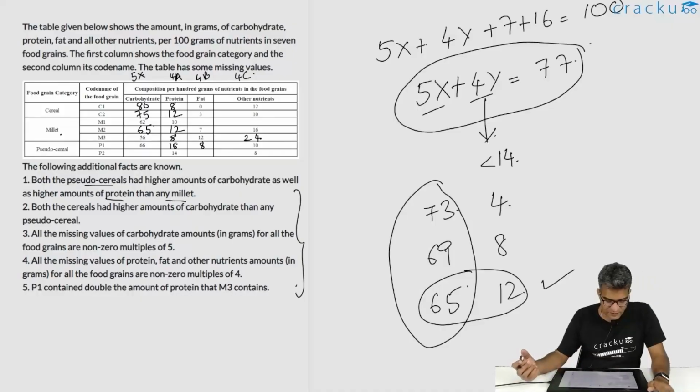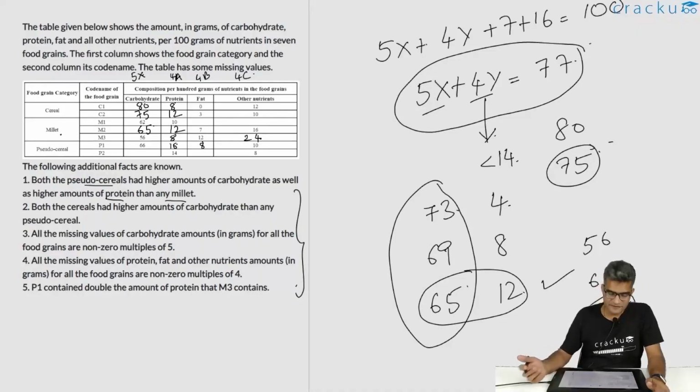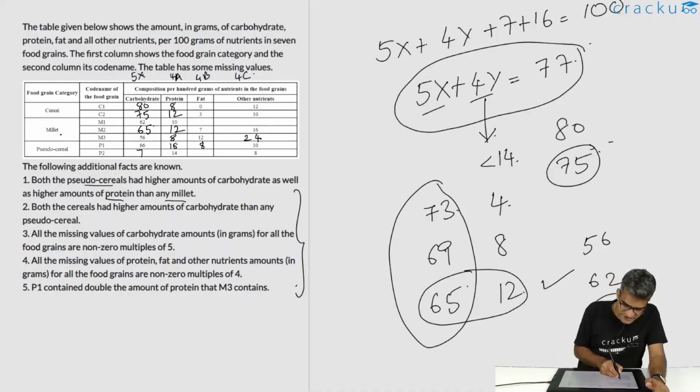Now if you are looking at the amount of carbohydrate in pseudo cereal P2, we know that carbohydrate in a cereal is greater than the carbohydrate in the pseudo cereal, which is greater than the carbohydrate in a millet. Now cereals have 80 and 75. Millets have 56, 62 and 65. So the amount of pseudo cereal has to be greater than 65 and it has to be less than 75. It should also be a multiple of 5. The only possibility is that this has to be 70.